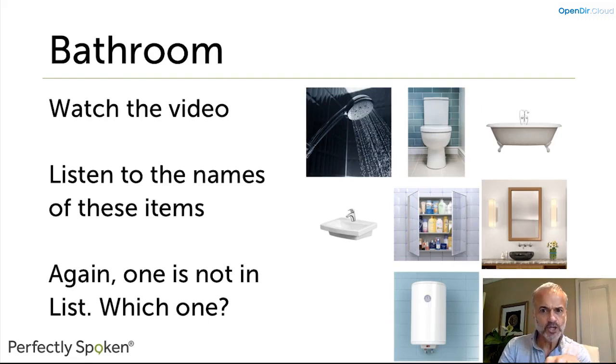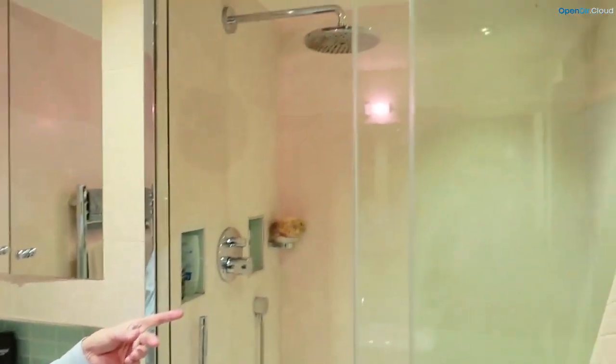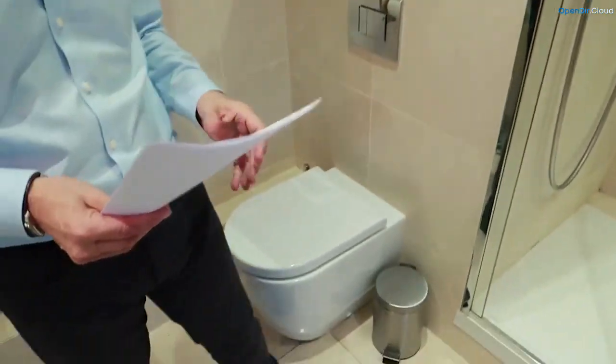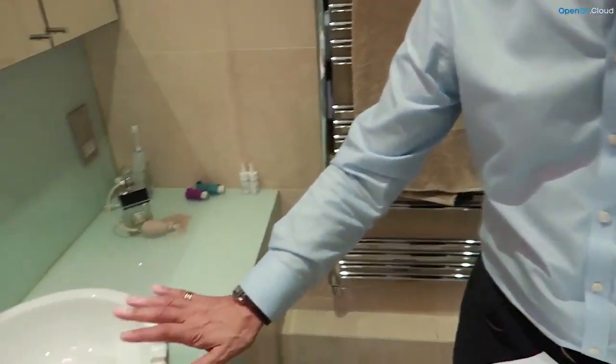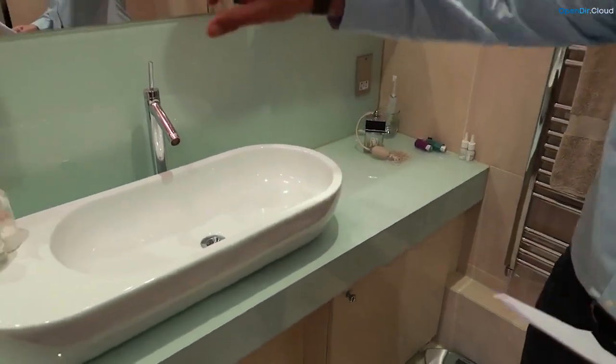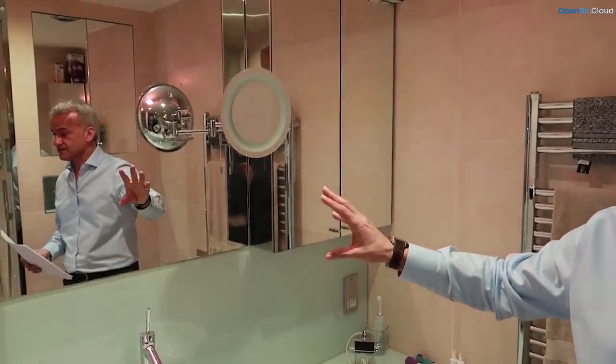This time, next video, bathroom. So watch the video, listen to the names of these items. Again, one isn't on the list, is not in the bathroom. Okay, watch the video. There are two bathrooms. In this bathroom, there's a shower, there's a new toilet, there's a large wash basin, there are bathroom cabinets with mirrors, and there's a heater.